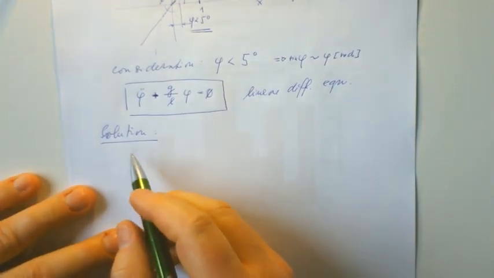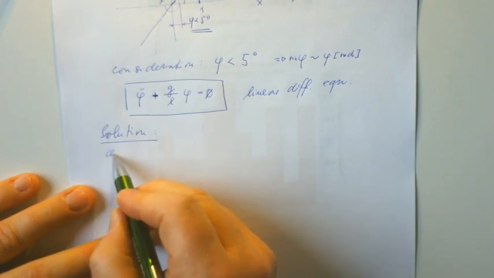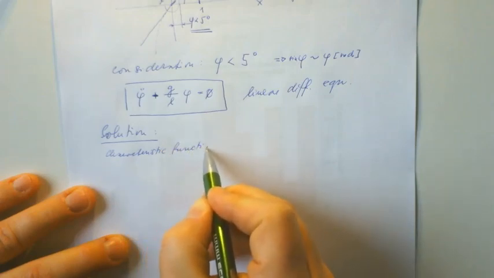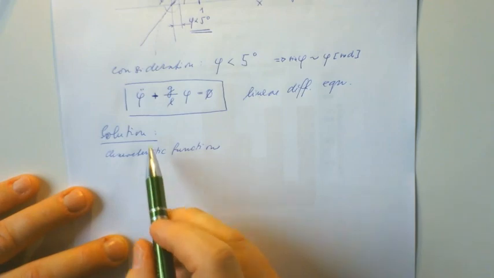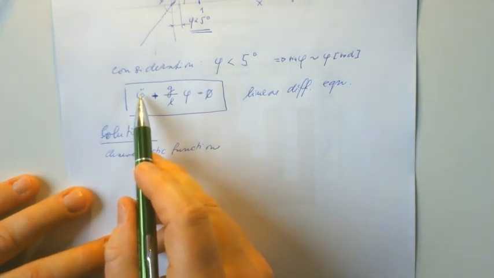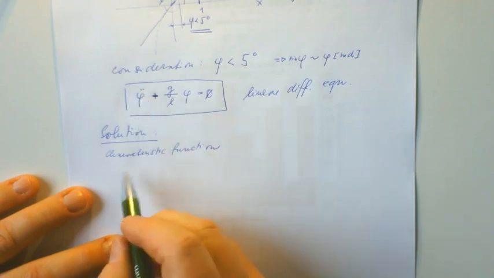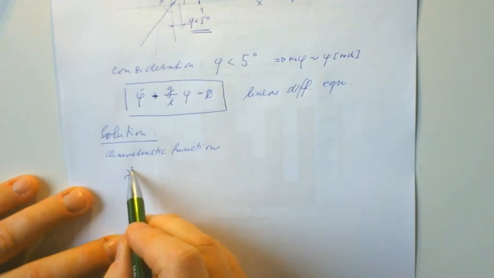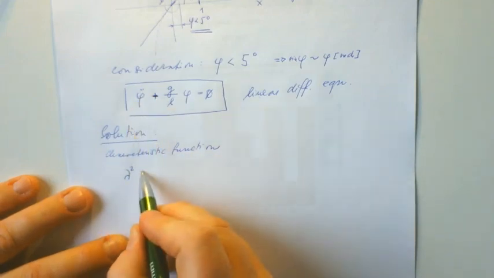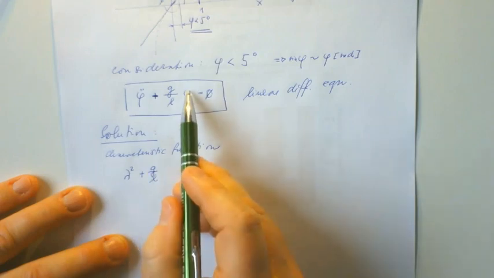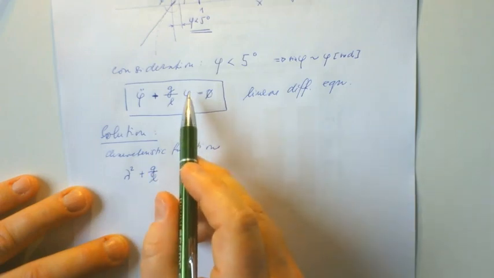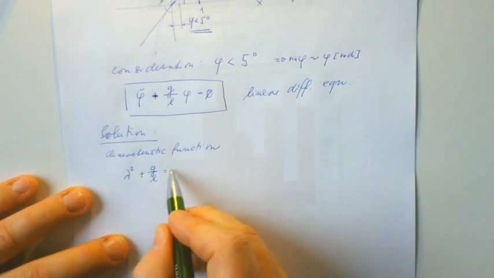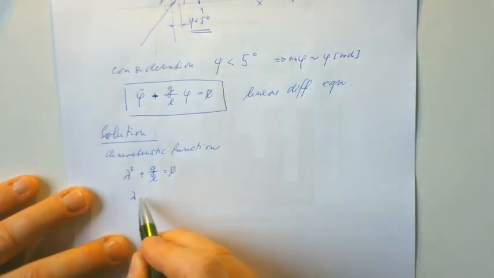We can write a characteristic function. We substitute phi by lambda, and how many dots? It is equal to the power of lambda. So lambda to the power of 2, because there are two dots, plus g over L, and there is no dot, so there are 0 dots, so lambda to the power of 0, and everything to the power of 0 is 1, is equal to 0. So we can calculate lambda.